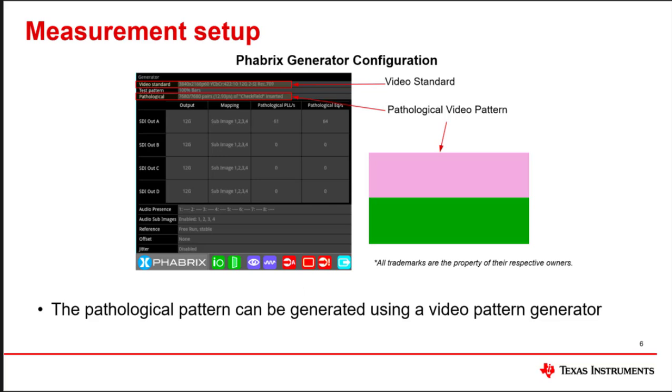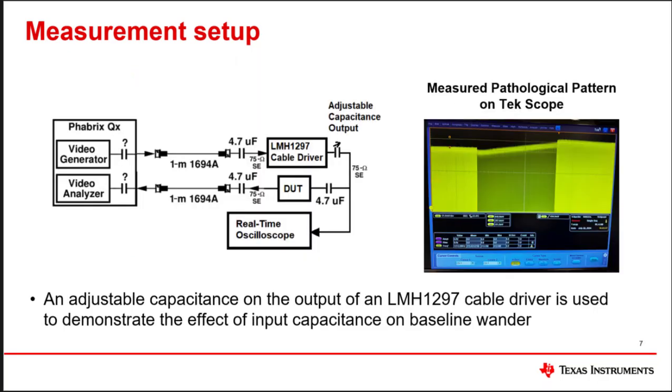Now that we've discussed a method to correct baseline wander, we're going to go into a way of increasing the amount of baseline wander. As we've discussed, the AC coupling capacitor, previously labeled CC, is an instrumental part of the baseline wander prevalent to the pathological pattern. In the following few slides, we will be discussing the effects of changing the AC coupling capacitor value. The test is set up as follows. First, the pathological pattern is generated by the video pattern generator. Next, the pathological signal is routed through a 1 meter 1694A coaxial cable to an LMH1297 cable driver.